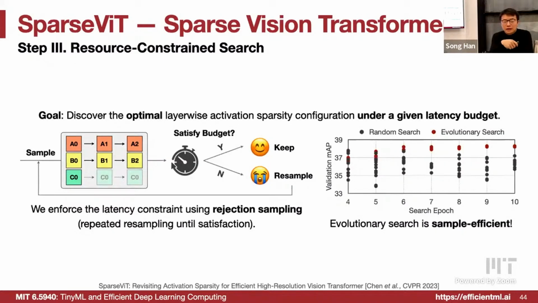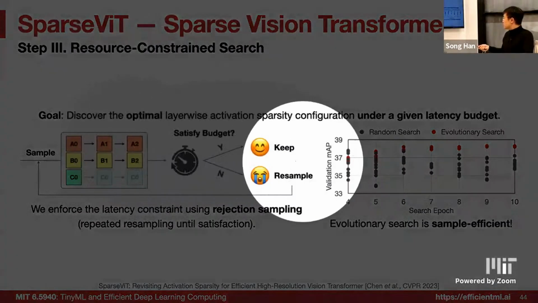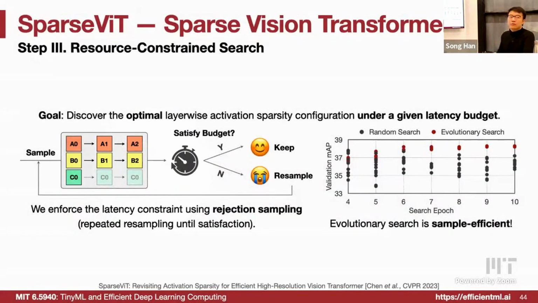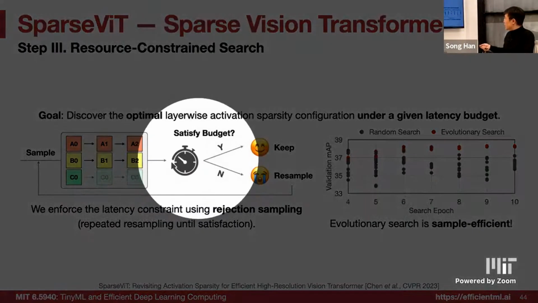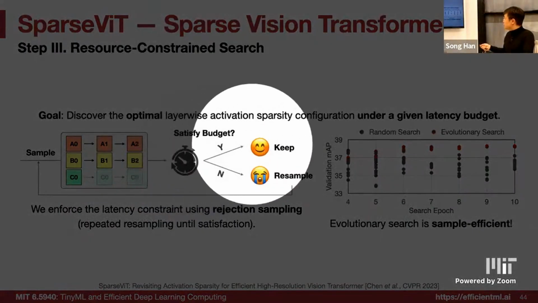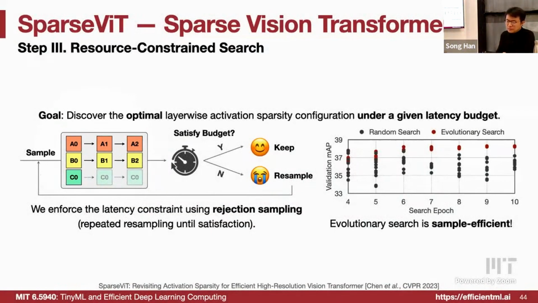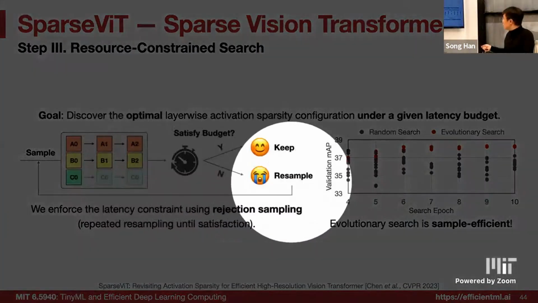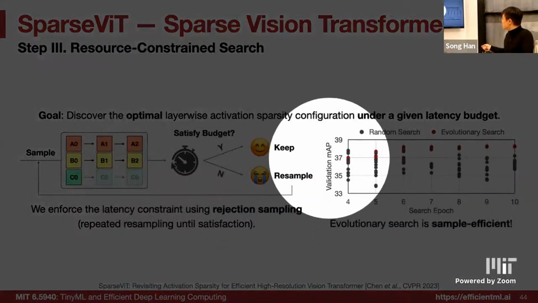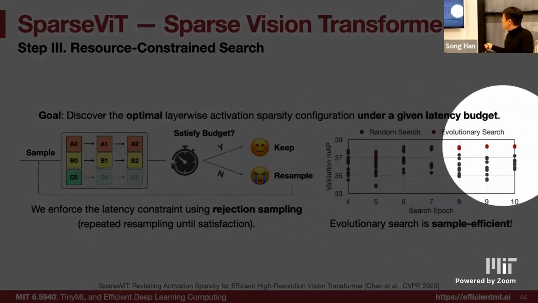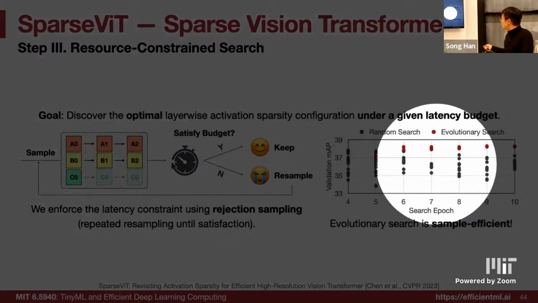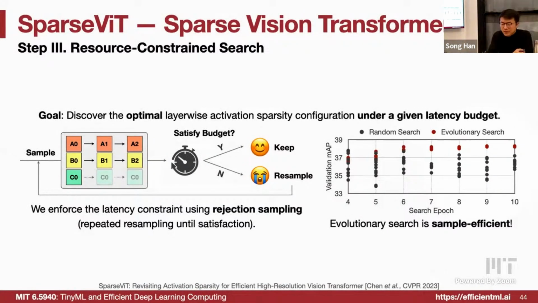And finally, how do we select the correct sparsity for each layer? We use evolutionary search. We have implemented that in the neural architecture search chapter. Given a candidate, we first check whether it satisfies the latency budget. If yes, we keep it. Otherwise, we resample it. This shows the results across different search epochs. This is the accuracy. The evolutionary search keeps getting better versus the random search, which pretty much stays the same without improvement.